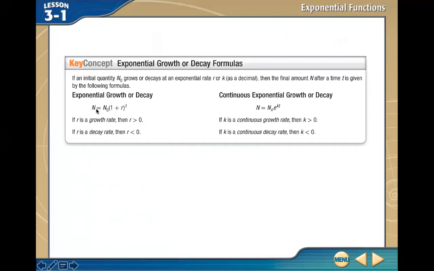N is equal to the last case, at the end of the operation, at the end of the years, whatever, and N0 is the starting point. So when we start the problem, N0 times 1 plus r to the power of t. T is the time, in general the years, and r is the rate. If r is greater than 0, we have a growth, it's increasing. If r is less than 0, it's a decay, it is decreasing.